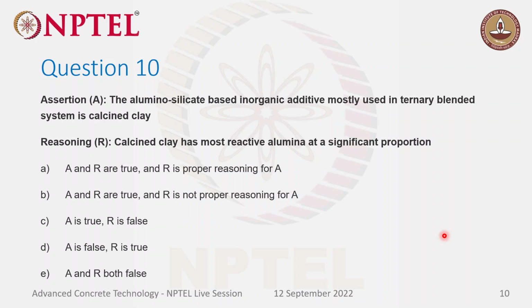Let me start the timer now. If both assertion and reasoning are true, and R is the proper reasoning for A, then you can pick option A. If you find R is not the proper reasoning of A, then pick option B. Similarly, if A is true and R is false, C; if A is false but R is true, D. If you find both false, then give option E. I've already launched this question in polls. Please give your answer in polls or type your answer in the chat box.